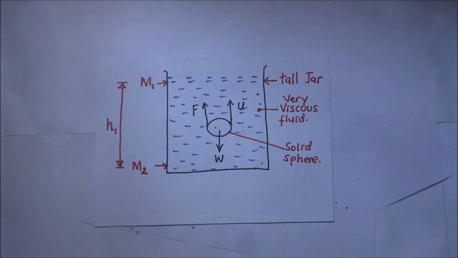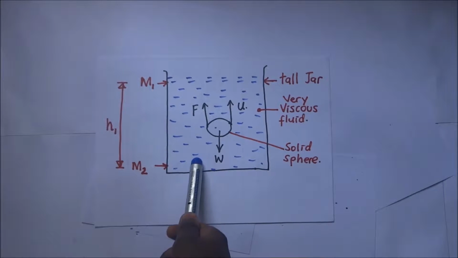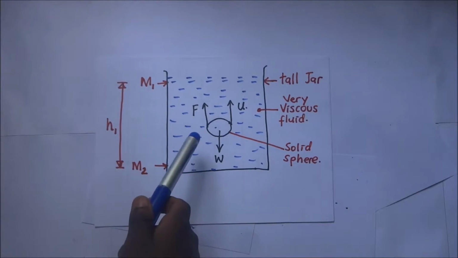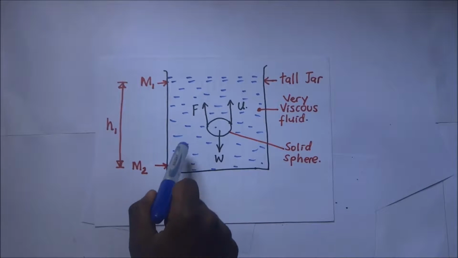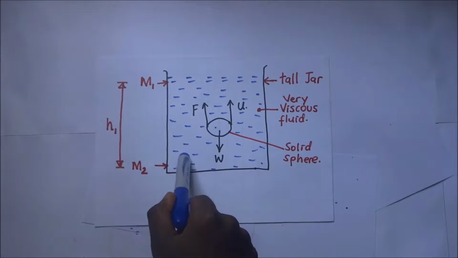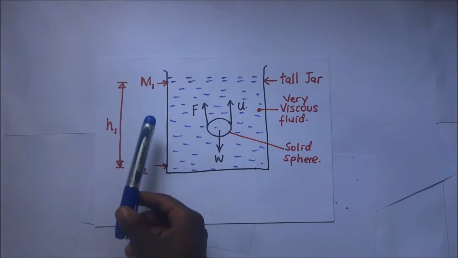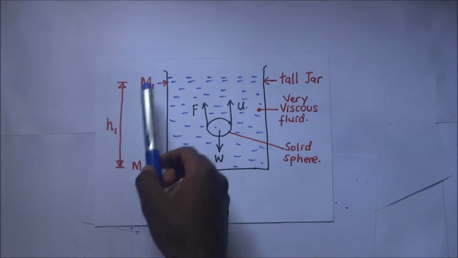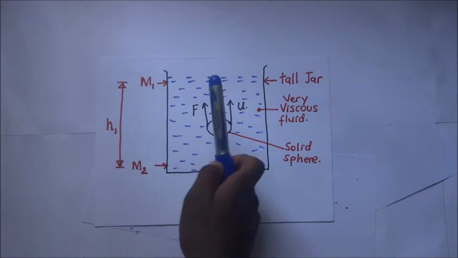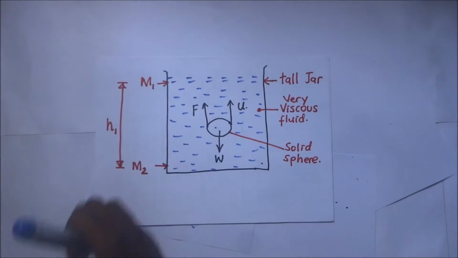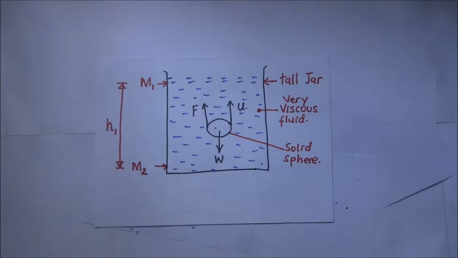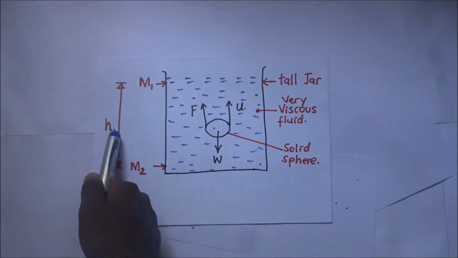So the first thing we need to know is the density of this viscous fluid that we are using. If we are using engine oil or porridge, we need to know the density. And after knowing the density of what we are using, like I had earlier said, we are going to mark 2 points along the jar, and we get the height, which in between we have called that height H1.